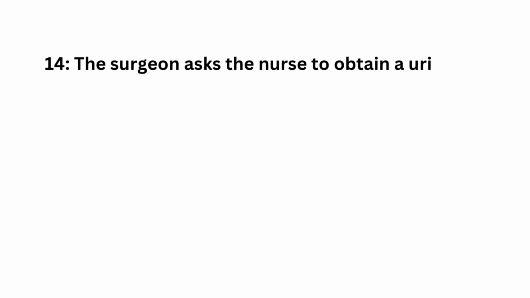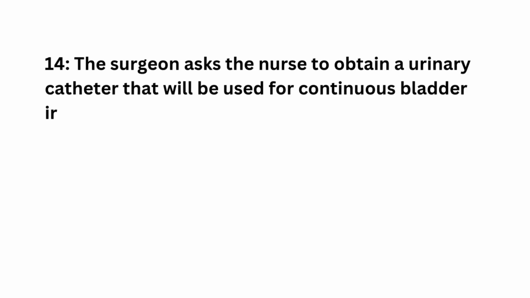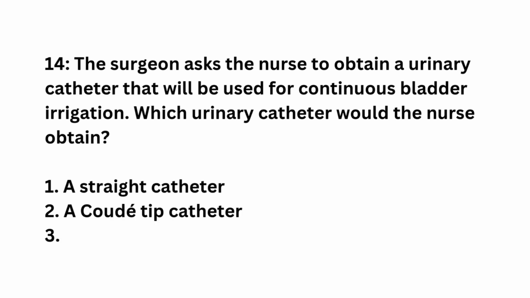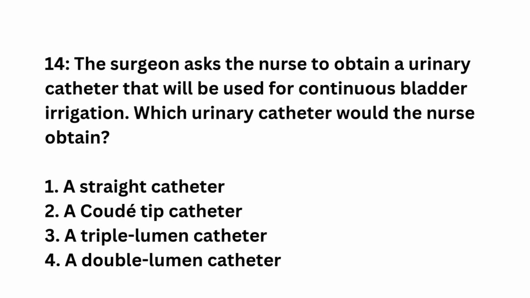14. The surgeon asks the nurse to obtain a urinary catheter that will be used for continuous bladder irrigation. Which urinary catheter would the nurse obtain? 1. A straight catheter. 2. A coude tip catheter. 3. A triple lumen catheter. 4. A double lumen catheter.